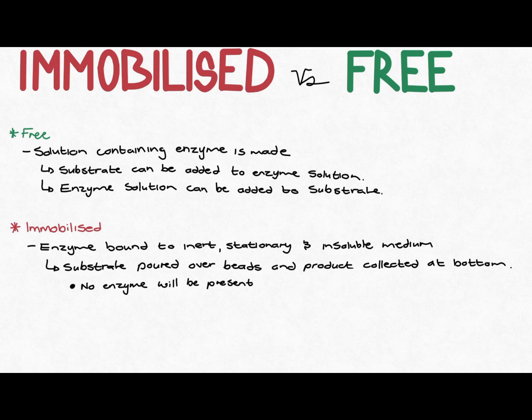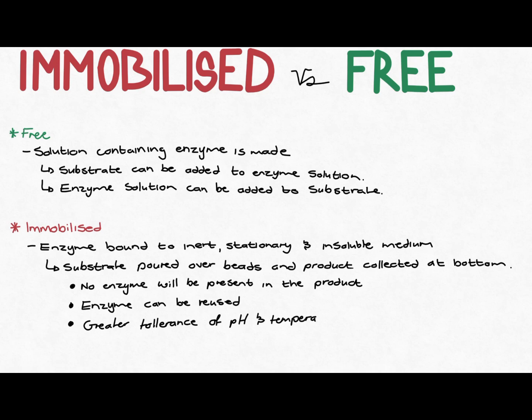This is a very efficient way of catalyzing an enzyme reaction because no enzyme will be present in the product that we get from the solution at the end of it. We can also reuse the enzyme several times, and the enzyme will also have a greater tolerance of pH and temperature changes. So how do we produce an immobilized enzyme?